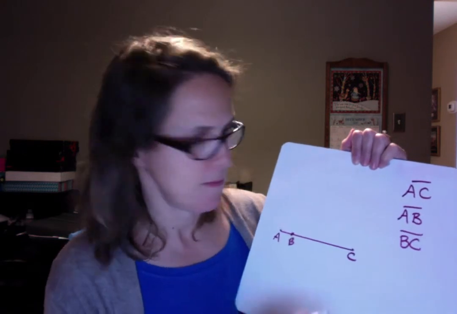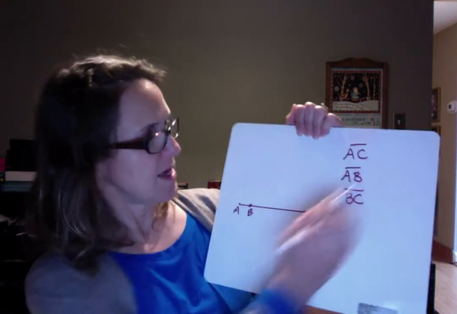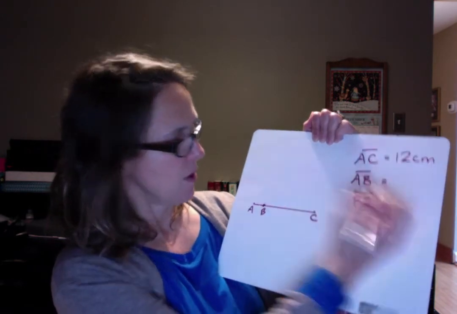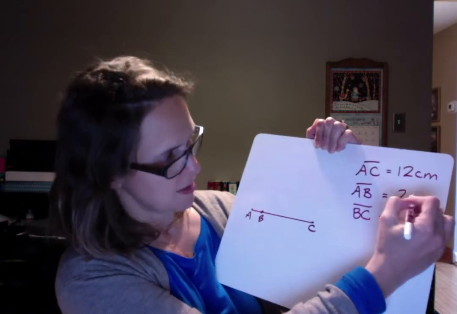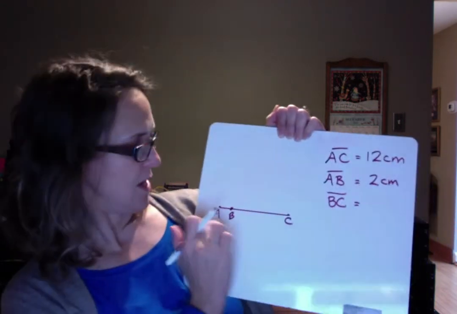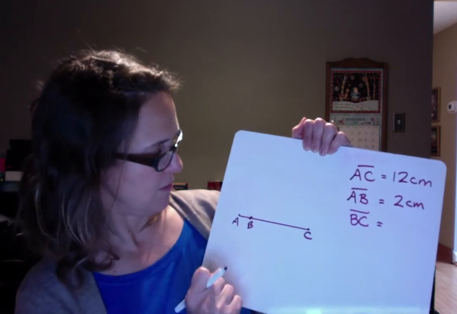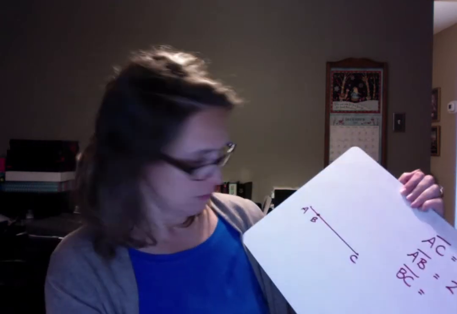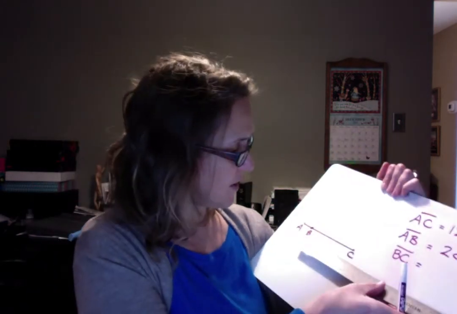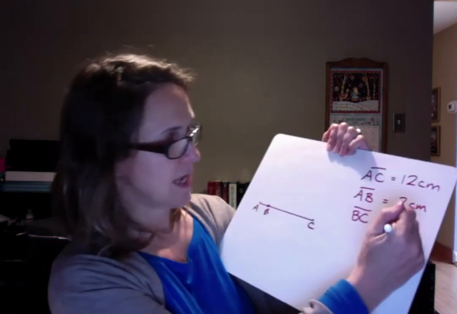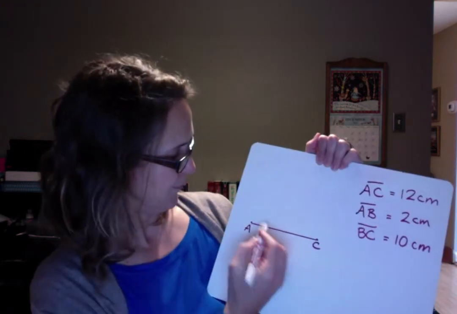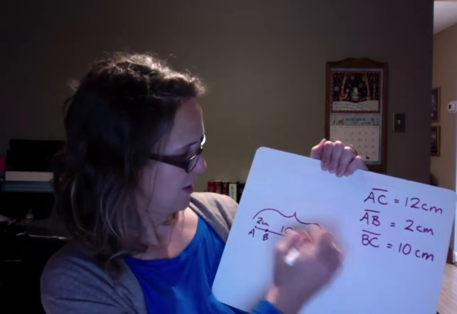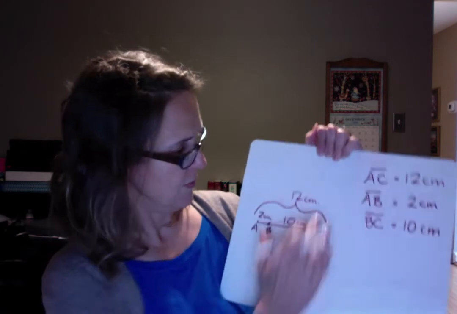And we need to measure them. We know we drew AC, and we knew that was 12 centimeters. That's what we initially drew. We also knew that AB was 2 centimeters because I told you to start at A and go 2 centimeters over and write B. And then that leaves BC. Well, we can measure it, or we can figure out that 12 minus 2 is 10 centimeters, right? This was 2, 10, and the whole thing was 12 centimeters.